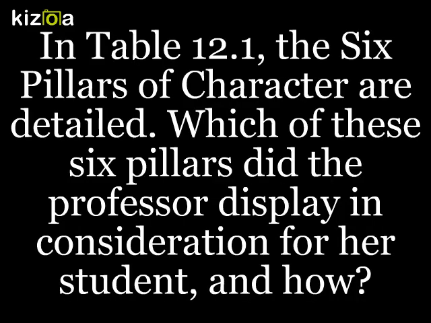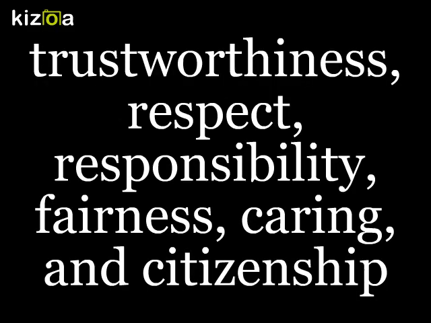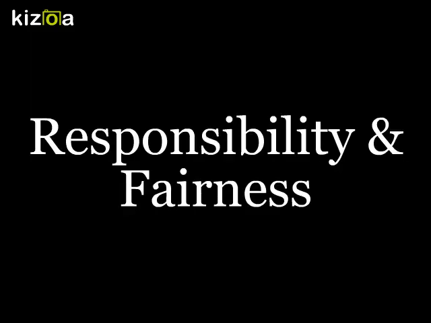The third question asked students to look at Table 12.1 regarding the 6 pillars of character. The question asks, which of these 6 pillars did the professor display in consideration for her student and how? That table lists trustworthiness, respect, responsibility, fairness, caring, and citizenship. The professor obviously showed caring for her student as she listened to the sob story presented, but failed to address responsibility of this student or fairness to the other students.